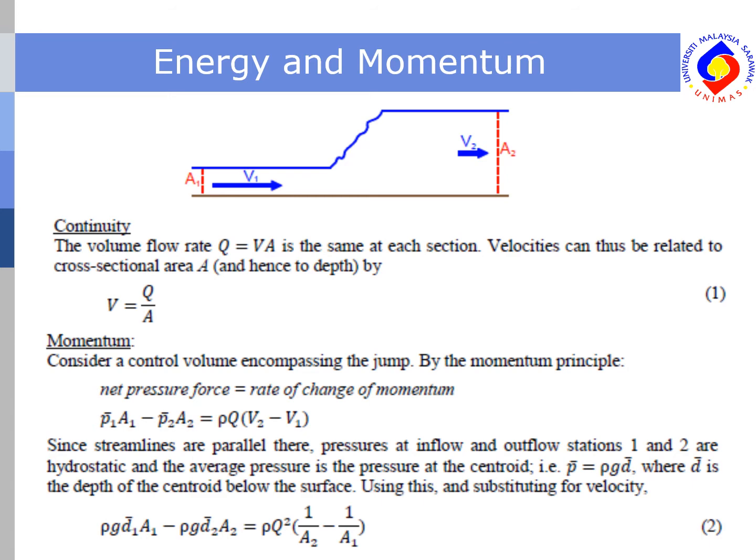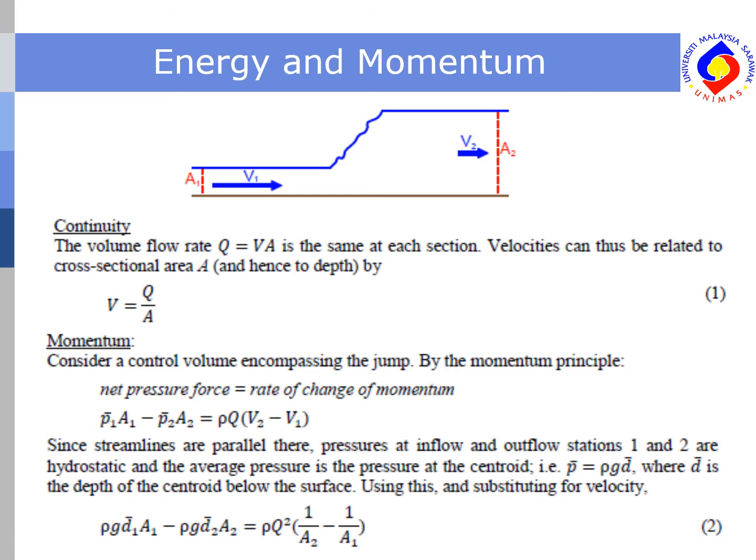In terms of the continuity, the volume flow rate Q equal to VA is the same at each of the sections. The velocity can thus be related to the cross-sectional area and hence the depth by equation 1, where V equal to Q over A.